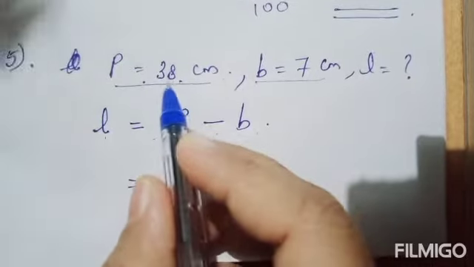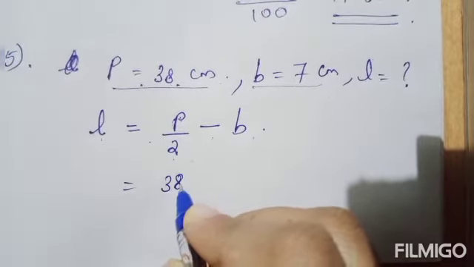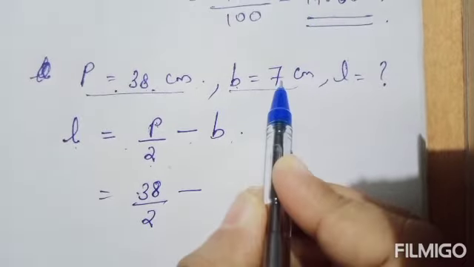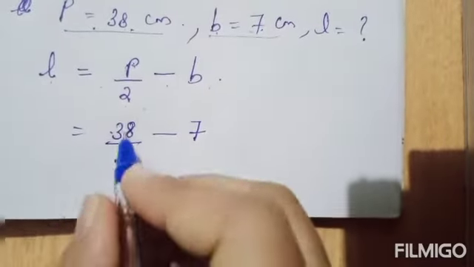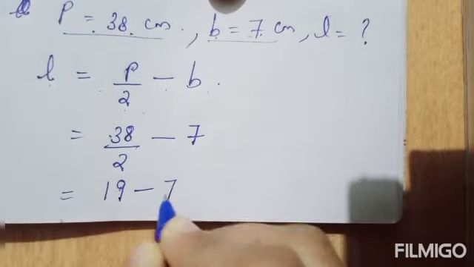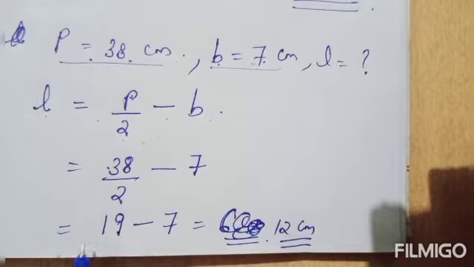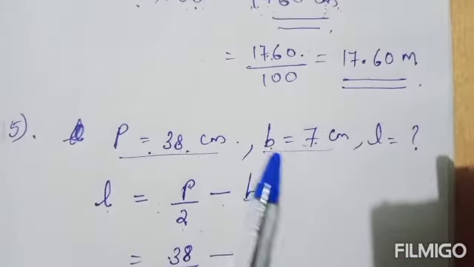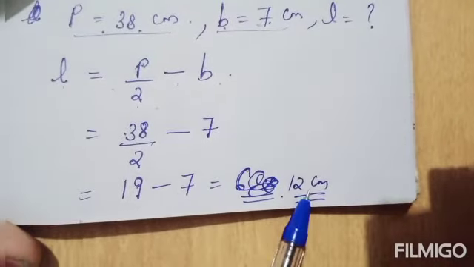Now perimeter, what is given here? 38 centimeter. So 38, you can substitute for P. That is perimeter, 38 by 2 minus, what is B? It is given 7 centimeter. So 7. Now 38 by 2 is 19. 19 minus 7, you will get 12 centimeter. So the length of a rectangle whose perimeter is 38 centimeter and breadth is 7 centimeter is 12 centimeter.